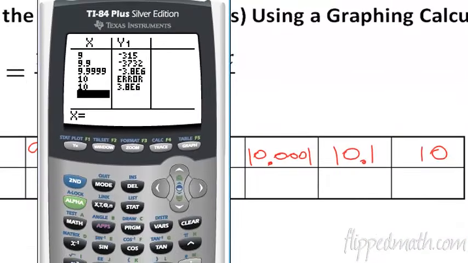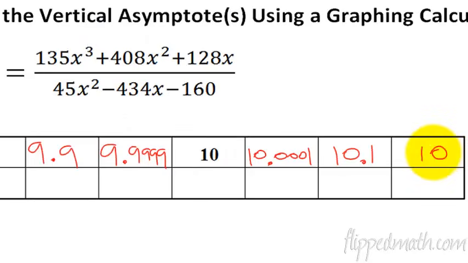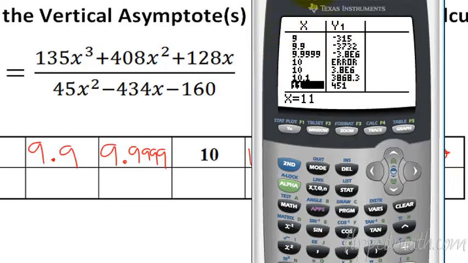10.0001, enter. See, 3.8 e to the 6th, a very big positive number. 10.1, enter. Get rid of 10. It's supposed to be 11 right there. There are our numbers. Transfer those numbers to the chart.